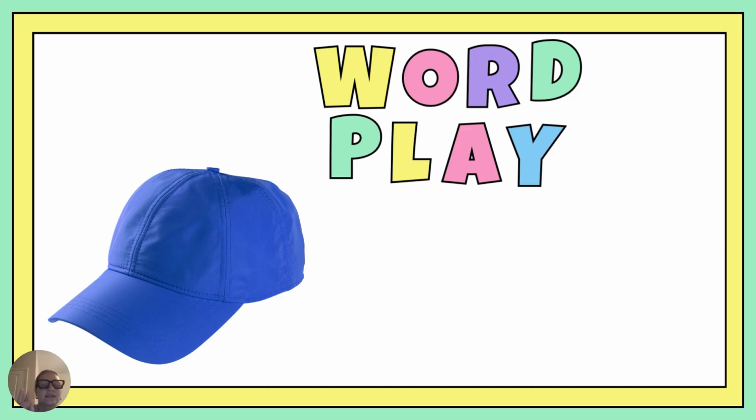H, a, t, h, a, t. Turn to your partner and tap those sounds. Great job. And let's blend them together. What's the word? Hat. Good. Look at this cool hat that I have. This is a hat. Do you have a hat? Yeah, at home. And what part of our body do we wear our hats? Yes, we wear a hat on our head.